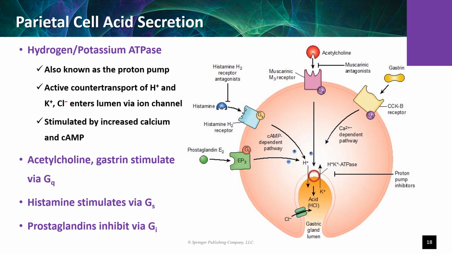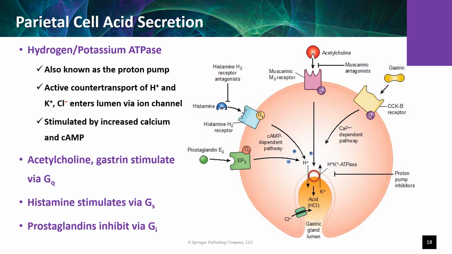Parietal cell acid secretion is mediated by the active transporter hydrogen potassium ATPase, also known as the proton pump. The chloride ion moves to the stomach lumen through the ion channel. The proton pump activity is strongly regulated by neural, endocrine, and paracrine signals acting on the G protein coupled receptors.